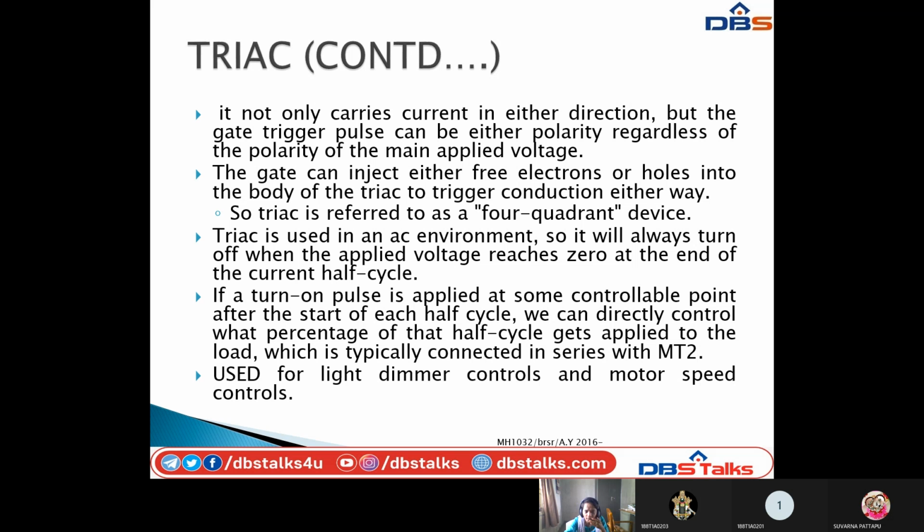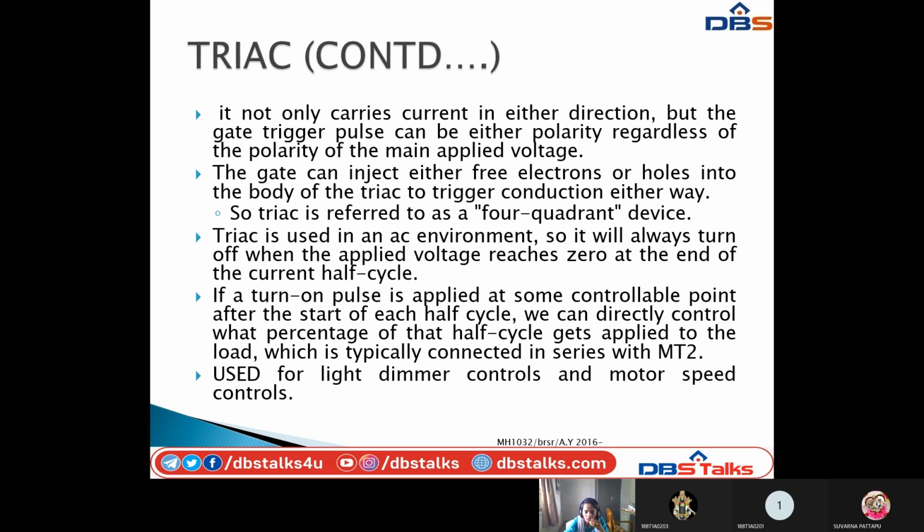So TRIAC will be used in an AC environment. It will always turn off when the applied voltage reaches 0, at the end of the current half cycle. If a turn on pulse is applied at some controllable point after the start of each half cycle, we can directly control what percentage of that half cycle gets applied to the load. So it will be connected in series. Actually, TRIAC is used in light dimmer control and motor speed control.